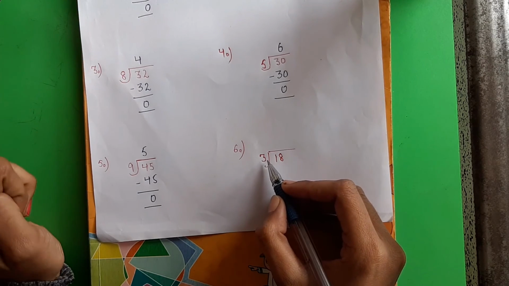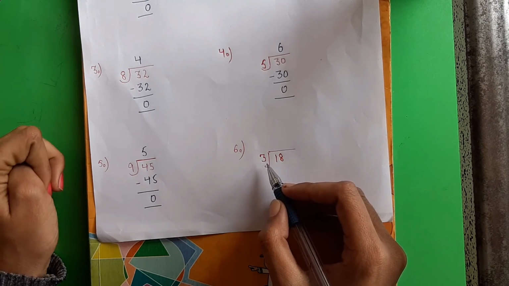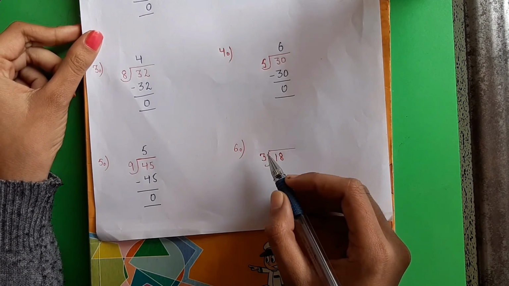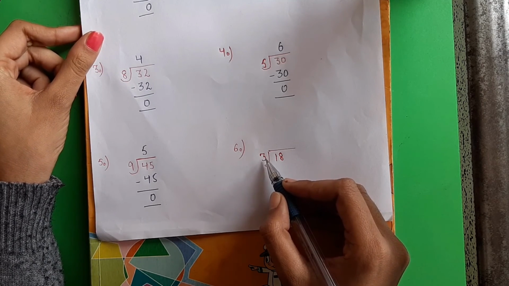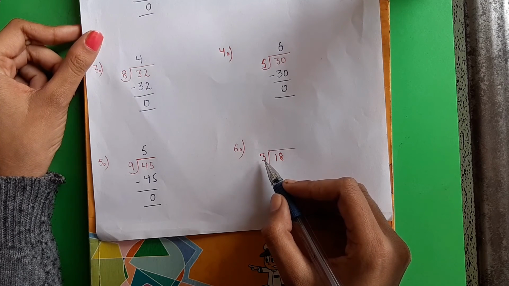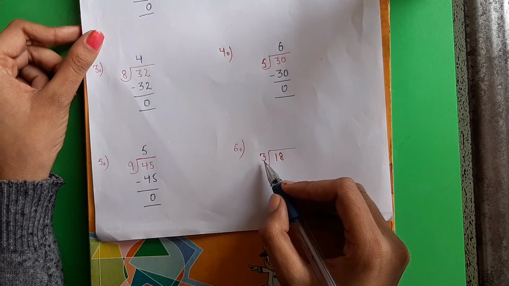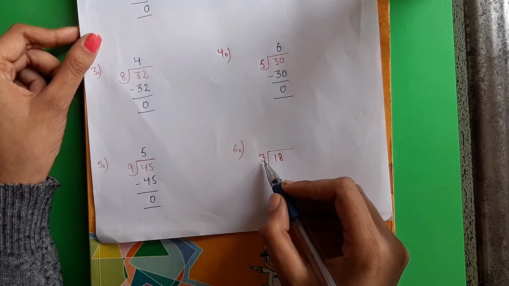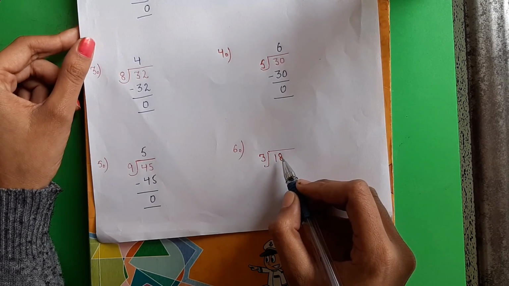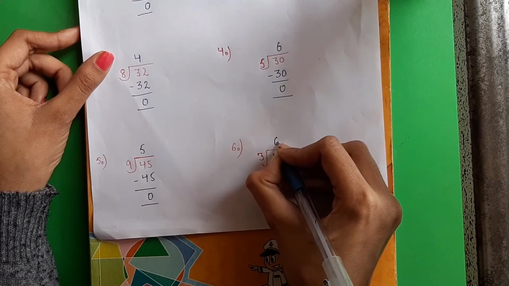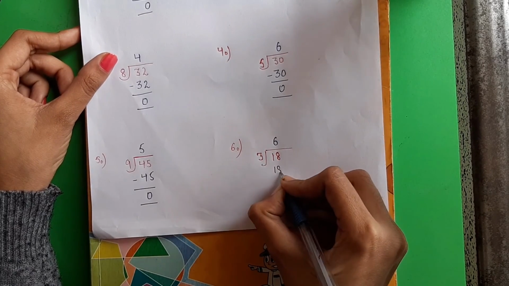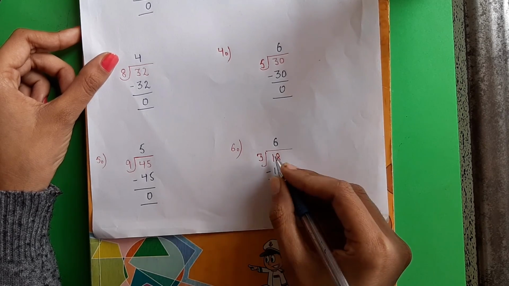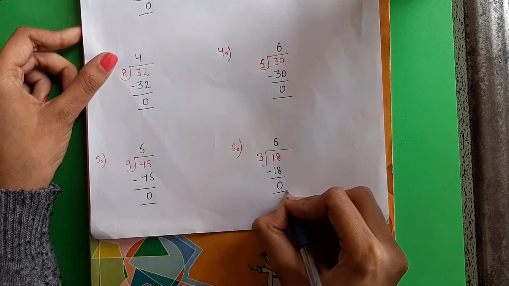Now students, 3 1 the 3, 3 2 the 6, 3 3 the 9, 3 4 the 12, 3 5 the 15, 3 6 the 18. So 3 के टेबल पे 18 कहाँ पे आता है? 6 पे. So we will put 6 here and 18 here. Now we will subtract. 8 minus 8 is 0, 1 minus 1 is 0.